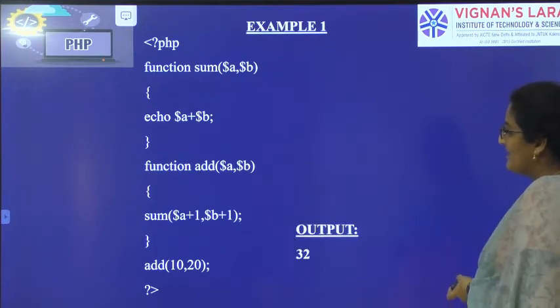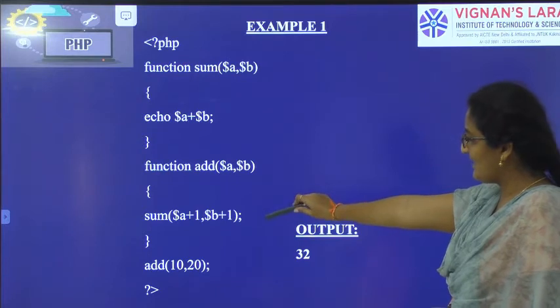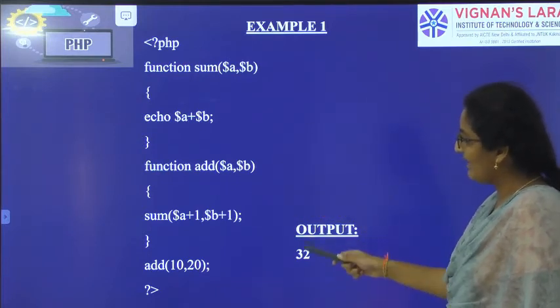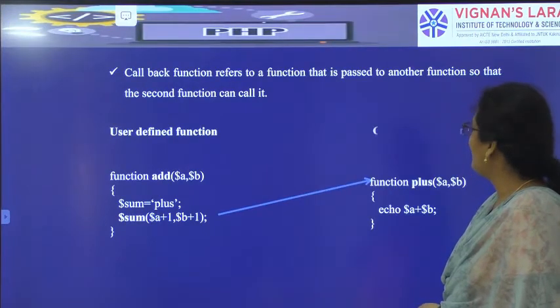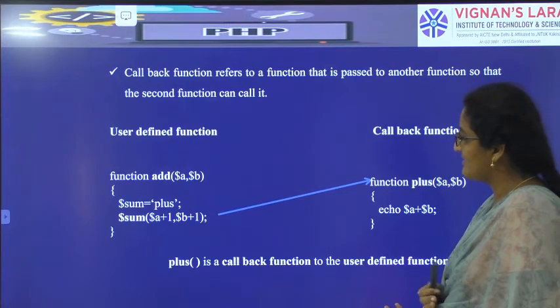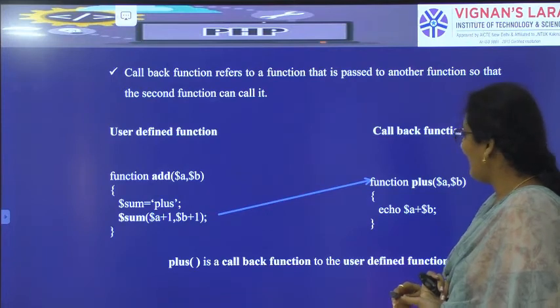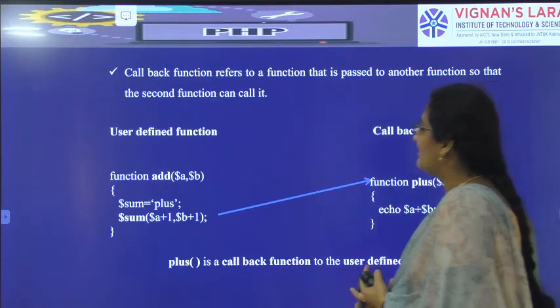So output will change here. We get the output as 32 because in the sum statement we have $a plus 1 and $b plus 1, means 10 plus 1, 20 plus 1, 32. So same example, one more example we are taking here. Here we have three functions: add, sum, plus. So plus is a callback function, sum is a variable function, add is a user-defined function.